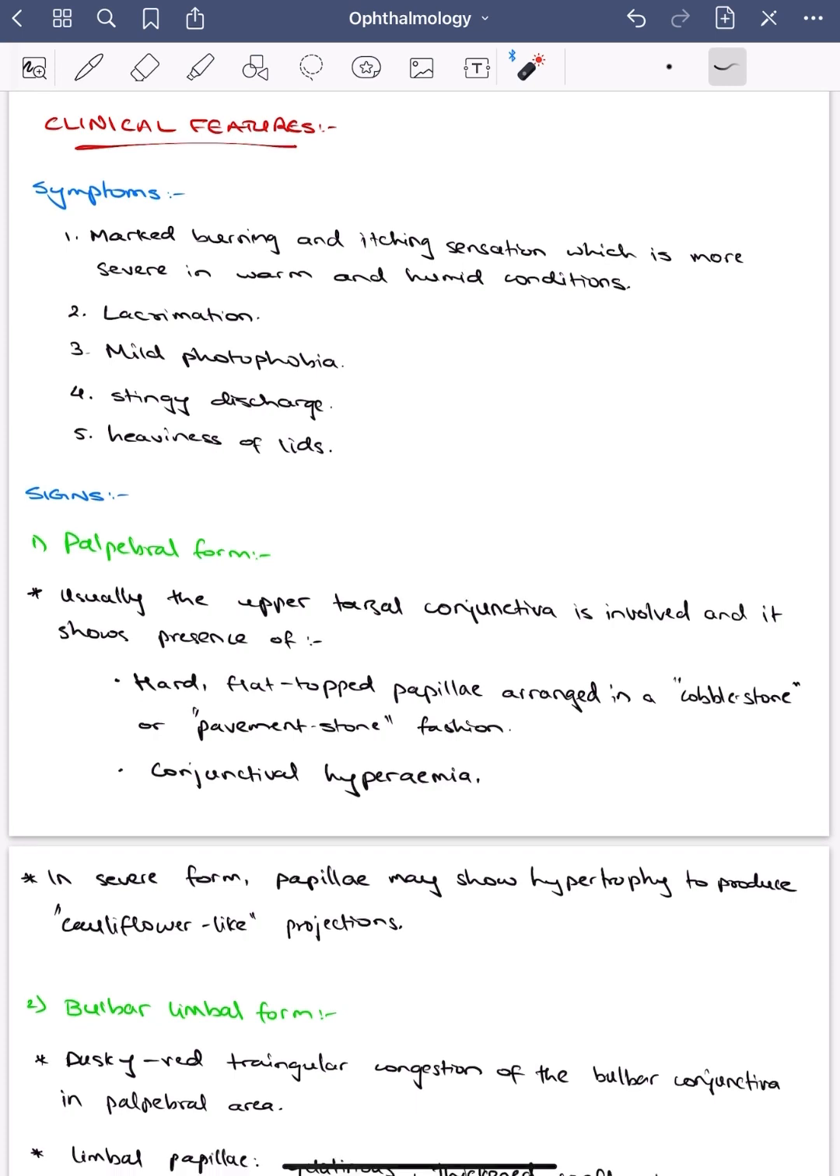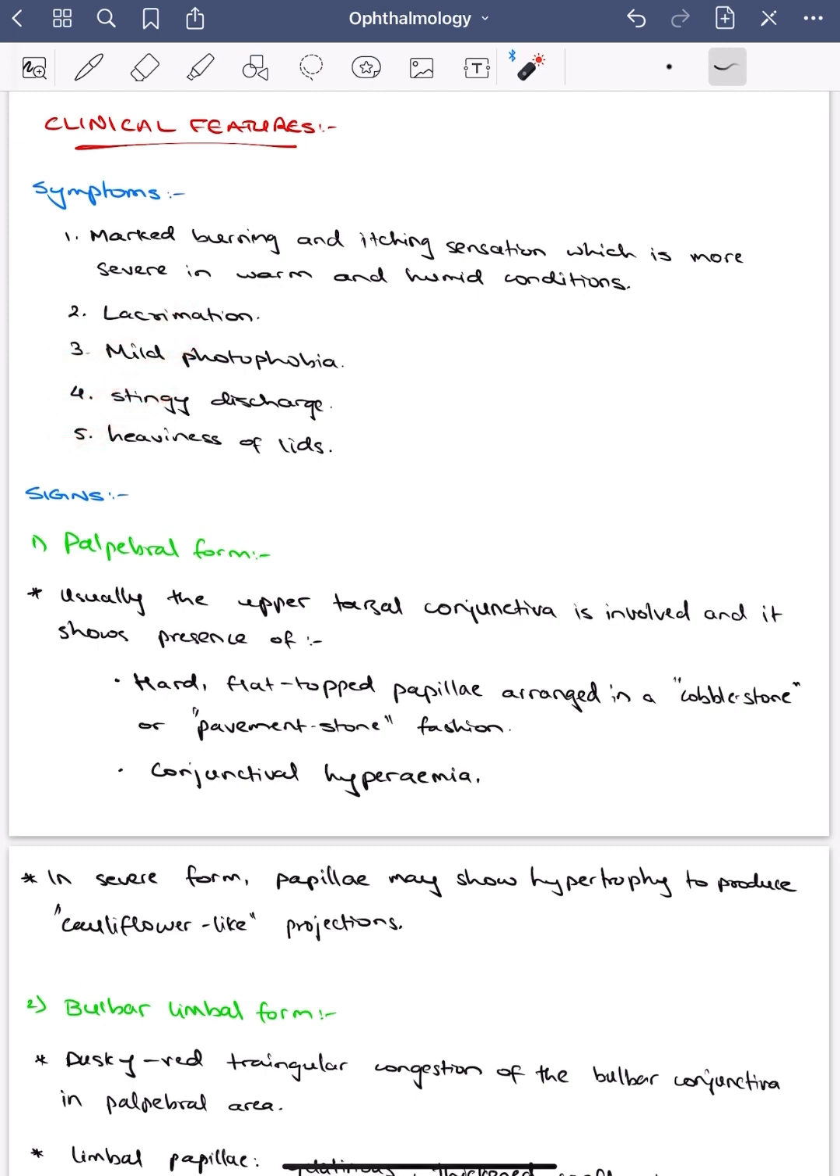The second clinical feature is the presence of lacrimation. Then we have mild photophobia, stingy discharge may be present, and heaviness of the lids due to the presence of papillae. So again, the symptoms are: the important one is marked burning and itching sensation which is more severe during warm and humid conditions. Second is lacrimation, mild photophobia, stingy discharge, and heaviness of the lids.